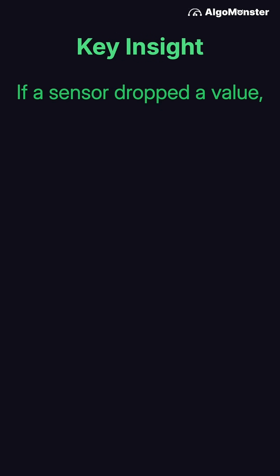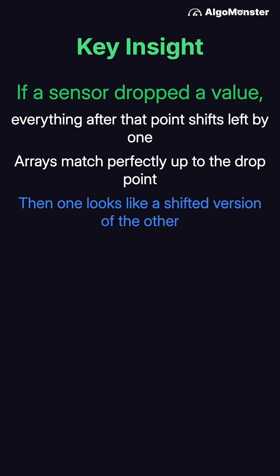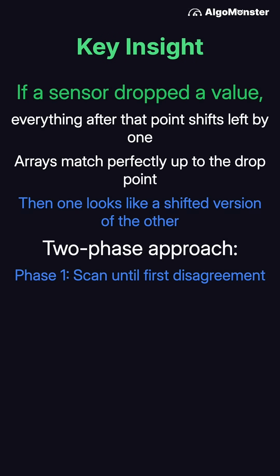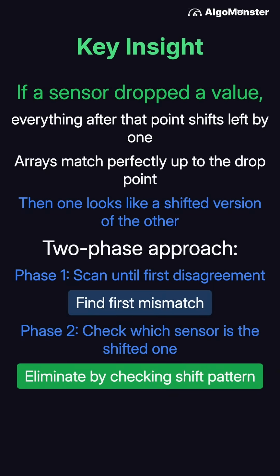Here's the key insight. If a sensor dropped a value, everything after that point shifts left by 1. So the two arrays will match perfectly up to the drop point. Then one array looks like a shifted version of the other. The approach has two phases. First, scan both arrays together until you find where they first disagree. That's the potential drop point. Second, from that point, check which sensor could be the shifted one using an elimination process.